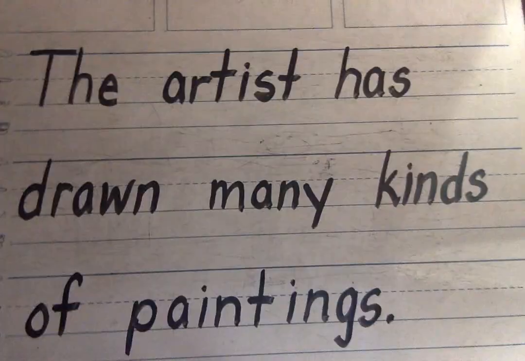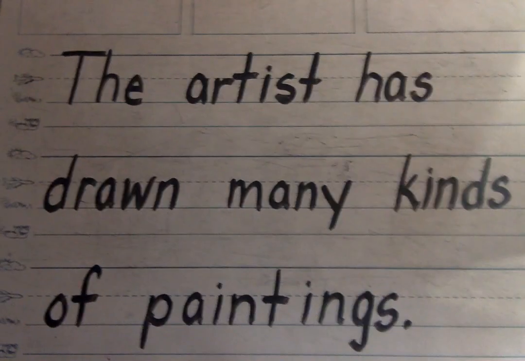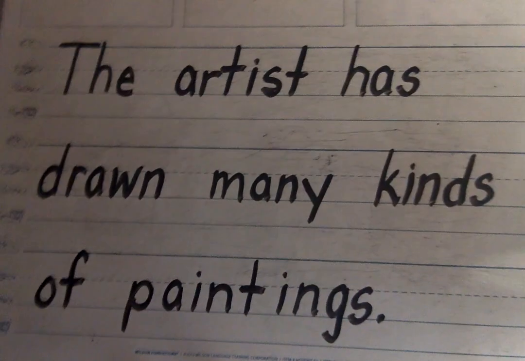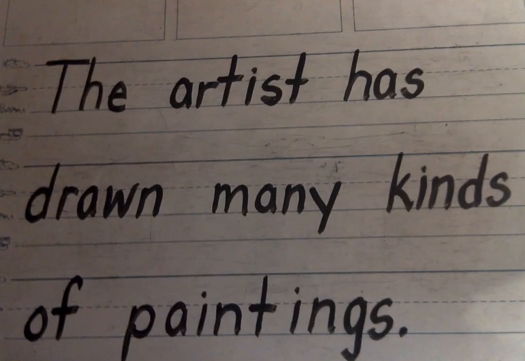Okay, I'd like you to read your sentence with me. The artist has drawn many kinds of paintings. The artist has drawn many kinds of paintings. Okay, if you're not done, pause the video. If you are done, let's check your sentence. Okay, the artist has drawn many kinds of paintings.